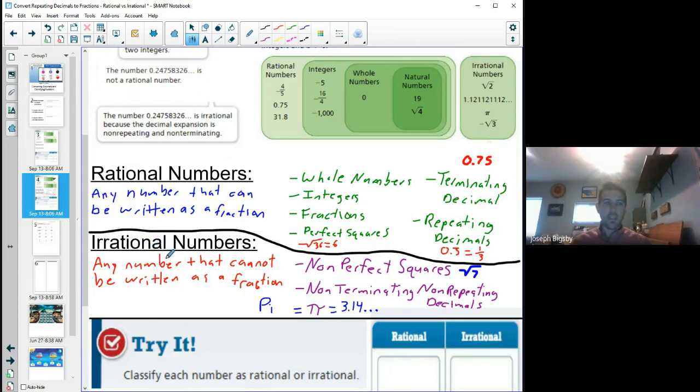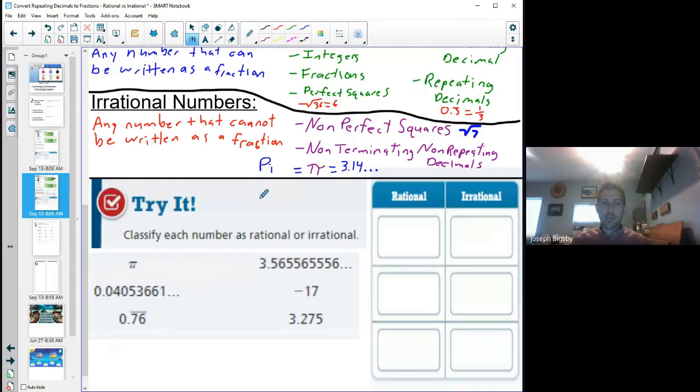So in this lesson, we're simply looking at numbers and classifying them as rational or irrational. In class, we took a few examples and we classified them. Pi, of course, we just said was irrational. Well, numbers like -17 are integers, they'll be rational. We know decimals that end, like 3.275, are rational because they have an ending, they terminate.